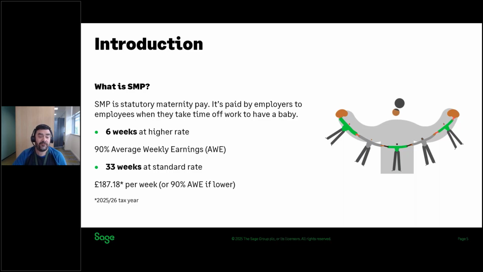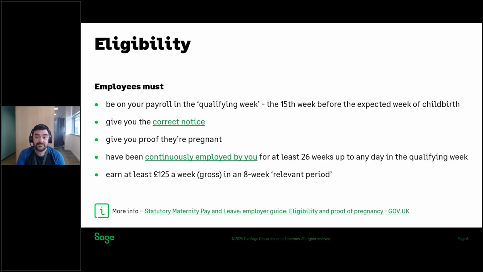Now, in order to qualify for this payment, the employee must meet the eligibility requirements. So I've listed these on screen, and you can read more about these on the gov.uk website. But just to run through them now, employees must be on your payroll in the qualifying week. Now, this is the 15th week before the expected week of childbirth. They need to give you the correct notice. So 15 weeks notice of their intention to take maternity leave and SMP, and 28 days notice of the date that they want to start their SMP.